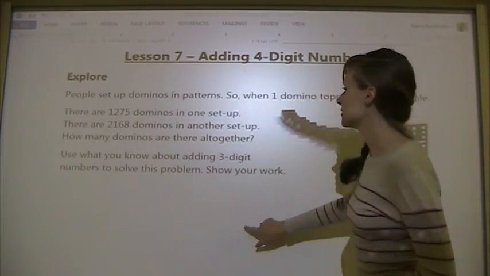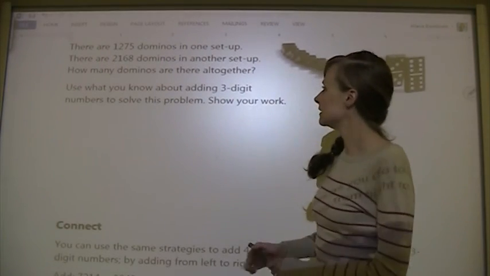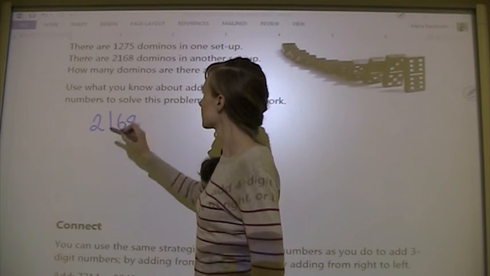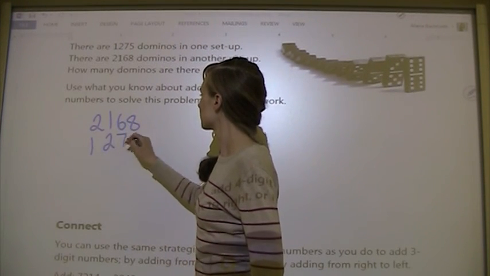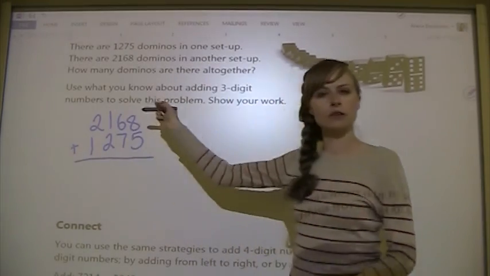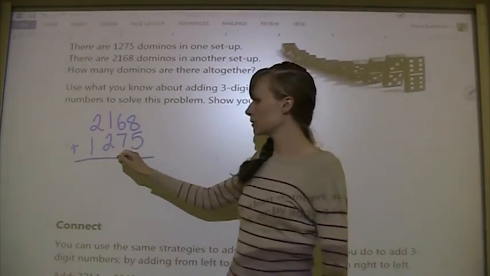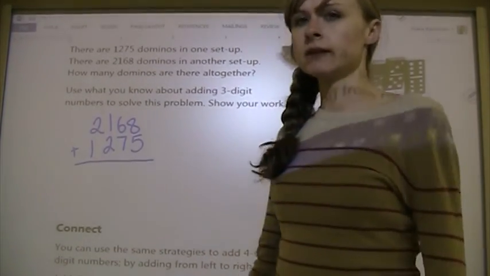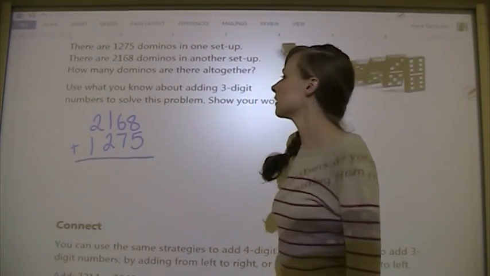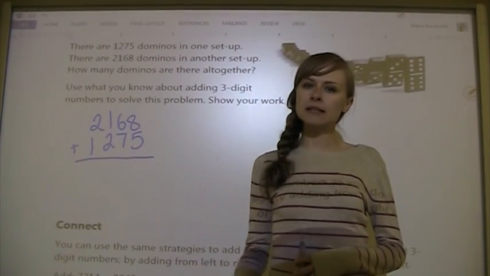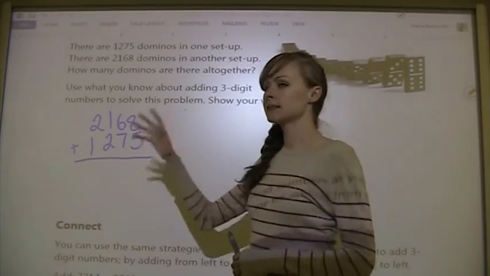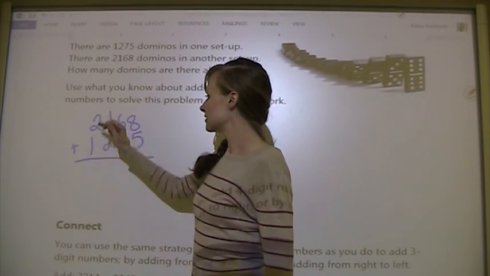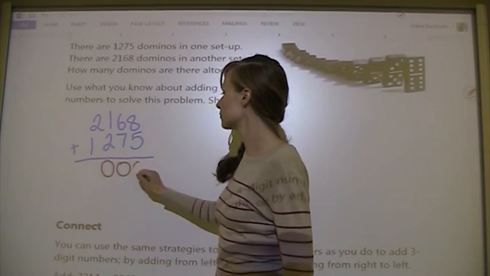Okay, so you should be finished this by now. In both strategies, we write the larger number on top of the smaller number, put an equal line underneath, and put the adding symbol there. Since in the last Explore I did adding from right to left, I'm going to show you adding from left to right now. We're going to add this 2 and the 1 first. So same thing as before.